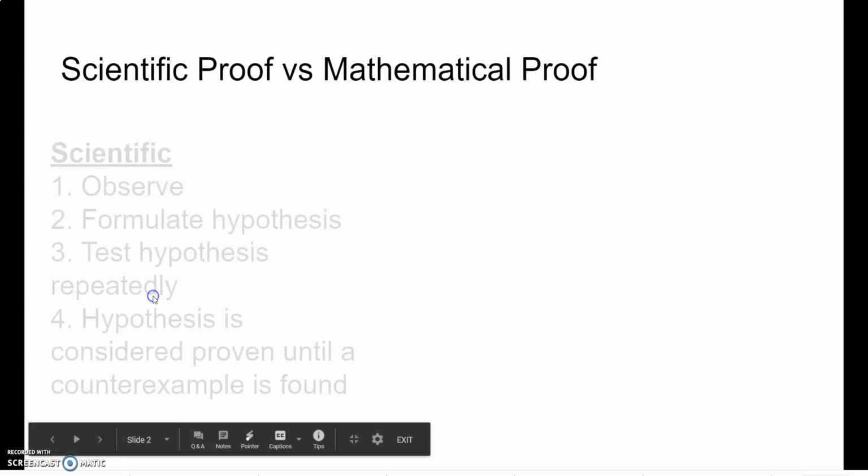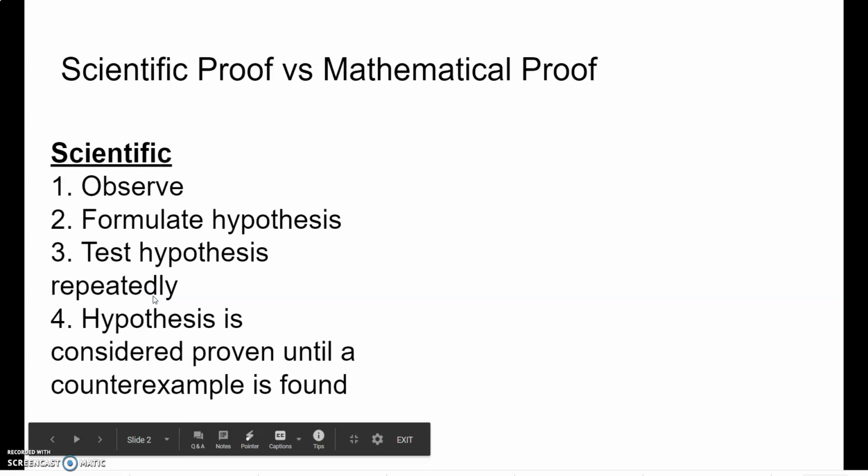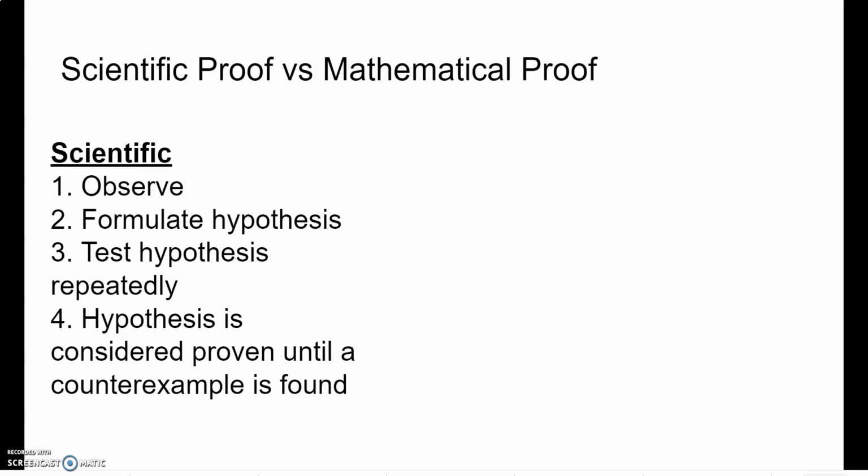So first we need to talk about the difference between scientific proof and mathematical proof. Generally, scientific proof observes something. This might be birds, it might be observing something under a microscope, it could be the laws of physics. They observe and formulate their hypothesis of how they think things are working in that system. They test a hypothesis repeatedly, and the hypothesis is considered proven until a counterexample is found. A quick example would be, by first observation, it does look like the sun goes around the Earth instead of the Earth going around the sun.